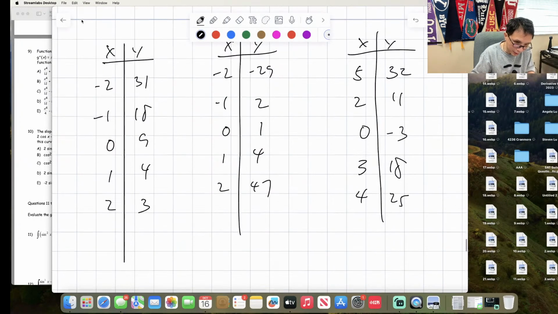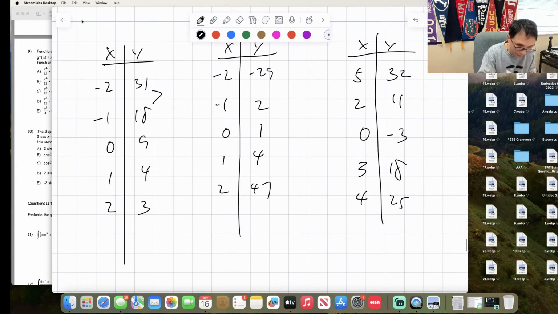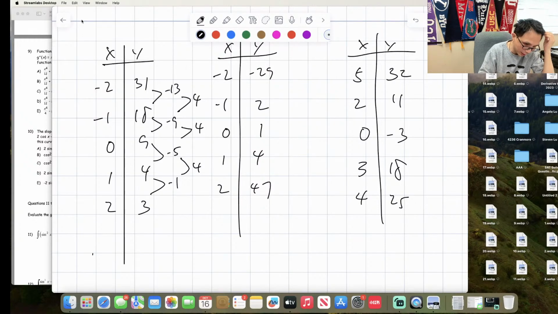And what I'm gonna do is I'm gonna see this. 18 minus 30. I'm gonna go from the bottom. 3 minus 4 is what? -1, right? And this is what? -5. This is -9. And this is -13. And this one is 4. And this one is what? 4 and 4. So this is a quadratic.